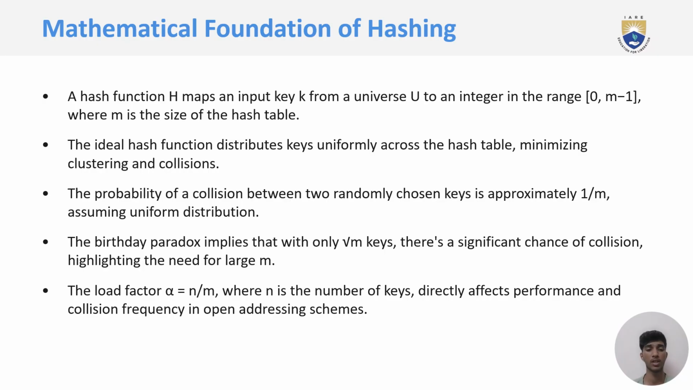Mathematical foundation of hashing. Mathematically, a hash function maps a key from a large set of possible values to a smaller range of indices in a hash table. This can be written as h(k) → {0, ..., m-1}, where m is the size of the hash table. Ideally, the hash function should distribute keys uniformly across the table. If keys are evenly distributed, the probability of collisions becomes very small.